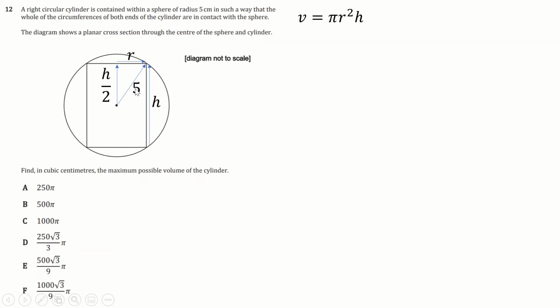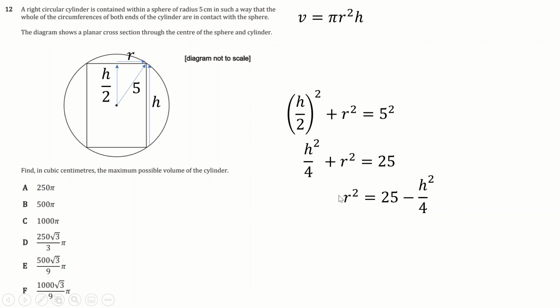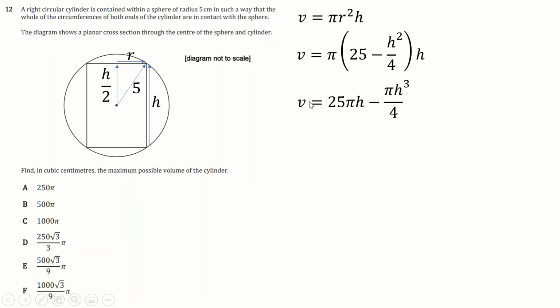So r squared plus this squared is 5 squared from Pythagoras. I'm going to rearrange that, once I've multiplied that out, to be this. And now I'm going to put that r squared into here. Not going to bother square rooting it because I can see a nice r squared right there, so I can put that straight in. So that's my volume formula. I can expand that out. And now I can differentiate that, right? When it's talking about the maximum possible volume or minimum possible, you're talking about differentiation. So now my only variable is h, which means I can happily just find the derivative in terms of h.